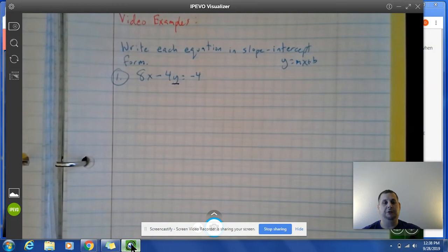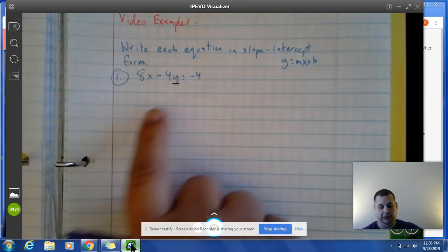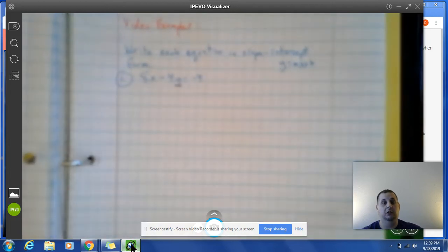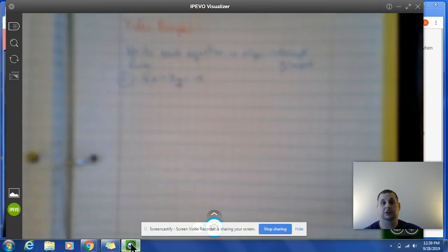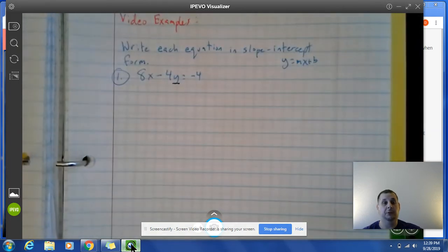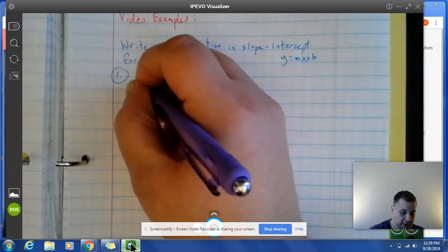So in this equation, the first thing we're going to do to get y by itself is take this 8x and move it over here. The way you move something is to add or subtract it, whichever is the opposite. So to get rid of a positive 8x, we're going to subtract 8x from both sides. So here we go, minus 8x.